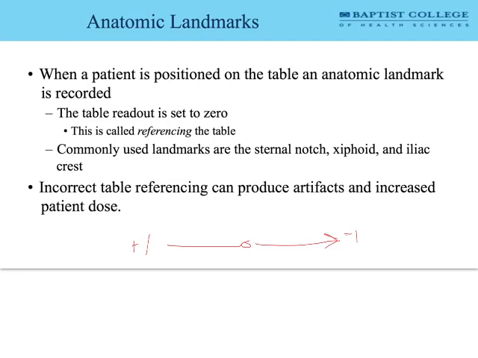Now, I'm just generalizing here because every CT system's a little bit different on which way goes negative and which way goes positive. But it's very important to know that, because depending on if I set my 0 correctly, everything that the scanner does from that point on will be either correct or incorrect. It's almost like the foundation. That zeroing point is the foundation for the rest of the scan. So incorrect table referencing can produce artifacts and increase patient dose.